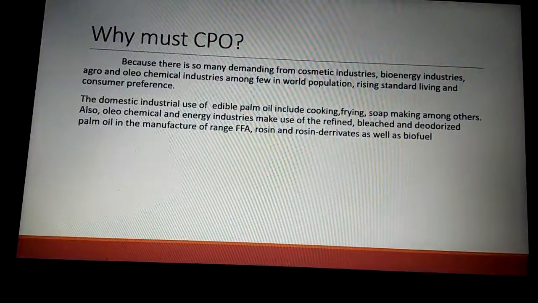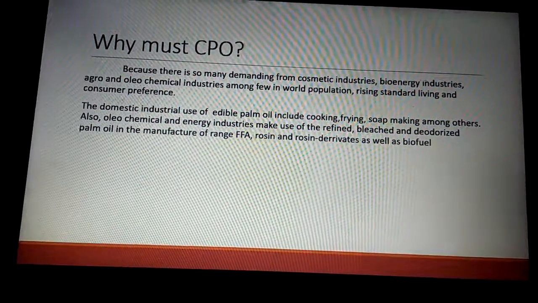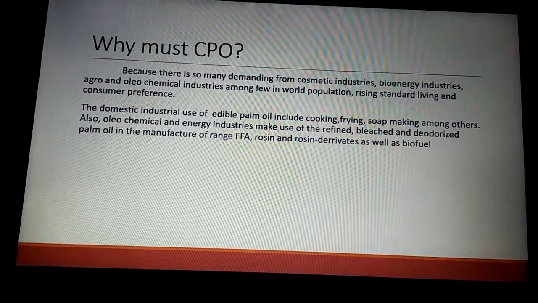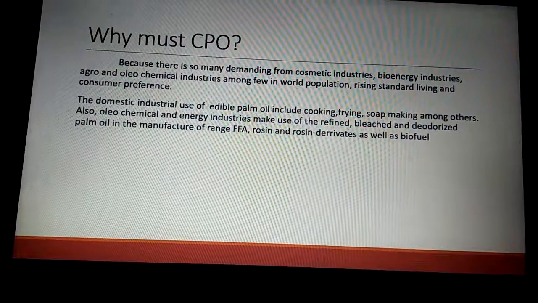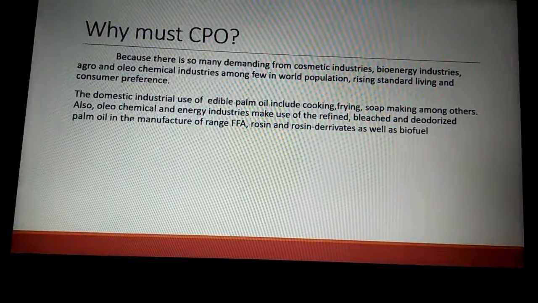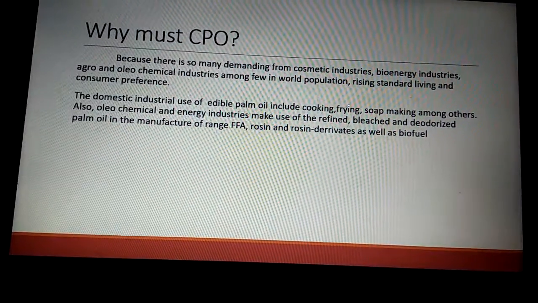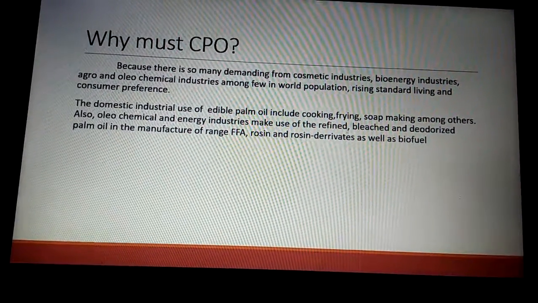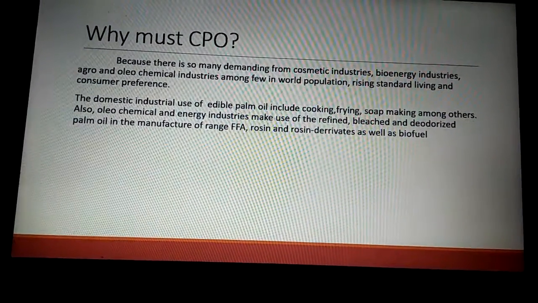The domestic industrial use of edible palm oil includes cooking, frying, and soap making, among others. Also, oleochemical and energy industries make use of the refined, bleached, and deodorized palm oil in the manufacture of free fatty acid or FFA, rosin and rosin derivatives, as well as biofuel.